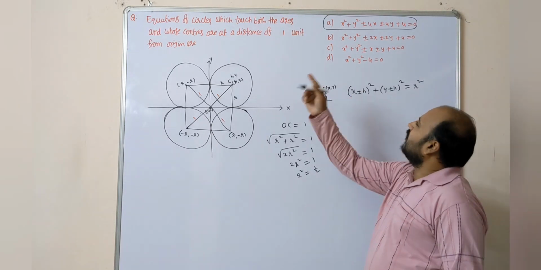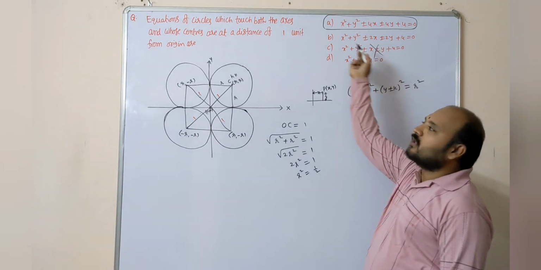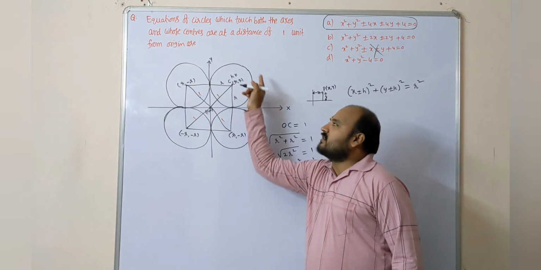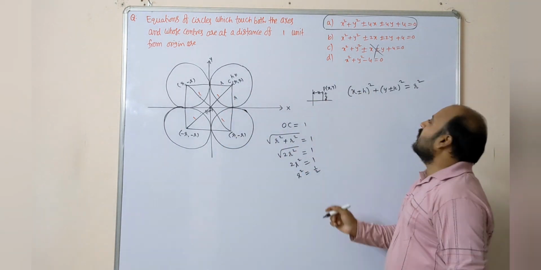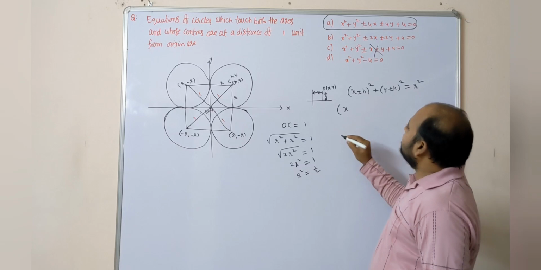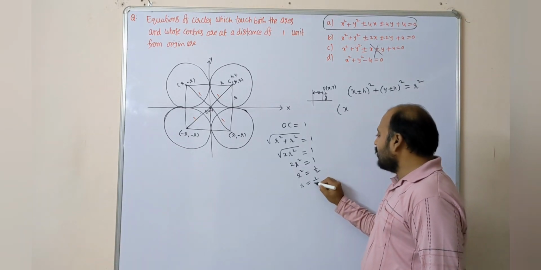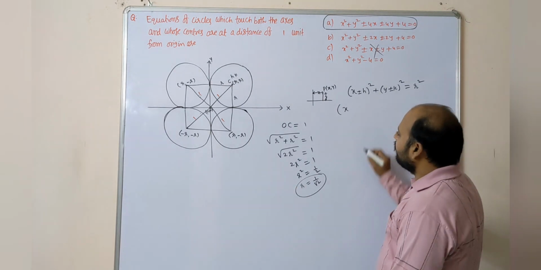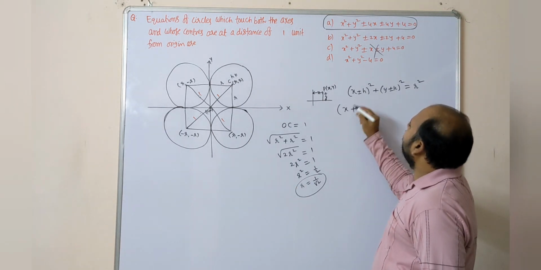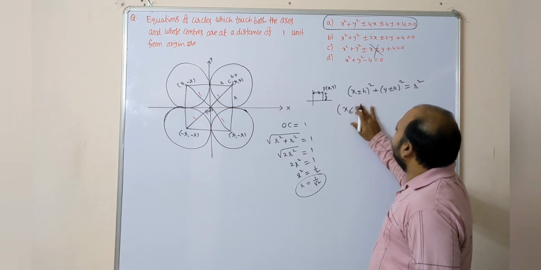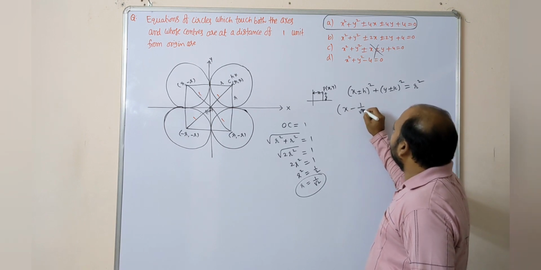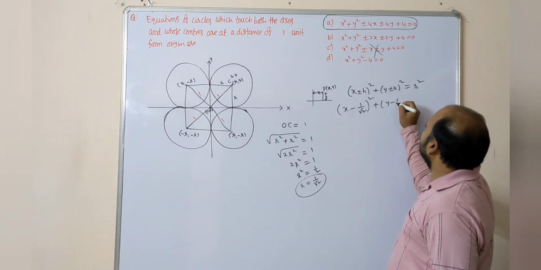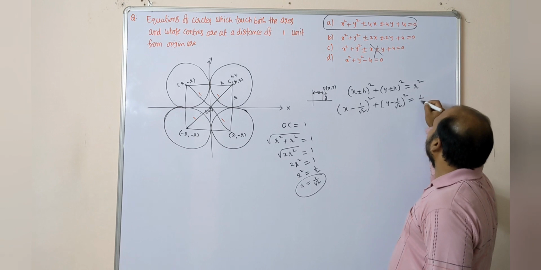Substitute only; even these are not the options for that. Another question's option, I will just write it. One circle which touches both the coordinate axes means we will consider positive only. So what is the R value? 1 by root 2 only, no? 1 by root 2. So (x minus 1 by root 2) whole square plus (y minus 1 by root 2) whole square is equal to (1 by root 2) whole square.